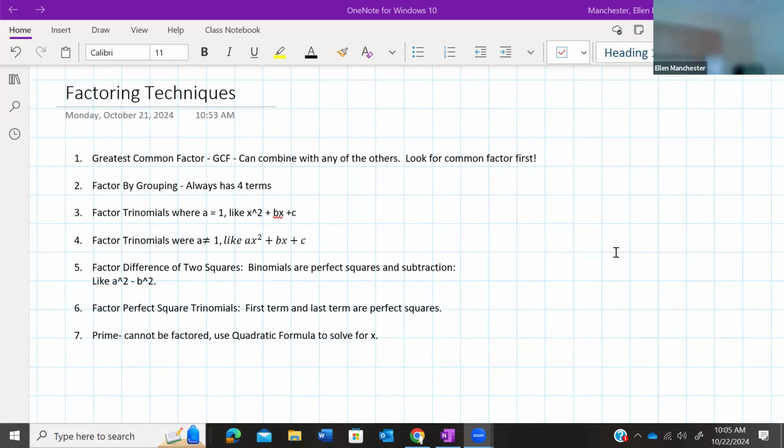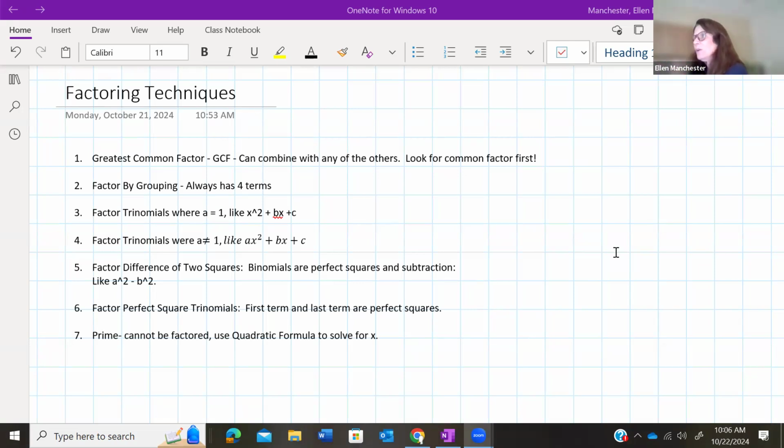These are the 7 different factoring techniques. And so what we're going to do is we've already gone over difference of 2 squares. We've already gone over number 5. So we only have to go over 6 of them. And number 7, prime, can't be factored. So that one you'll just jump right into the quadratic formula.